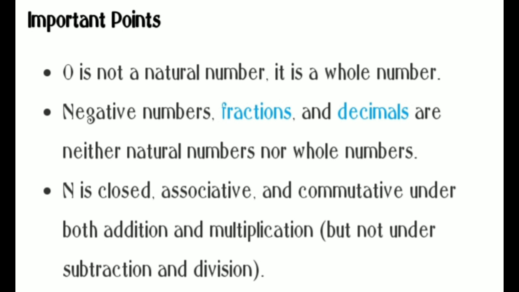And the important points of these topics: 0 is not a natural number, it is a whole number. And negative numbers, fractions, and decimals are neither natural numbers nor whole numbers. And N is closed, associative, and commutative under both addition and multiplication, but not under subtraction and division. While in distributive property, we can use subtraction, addition, and multiplication.